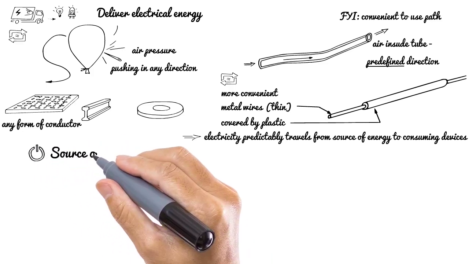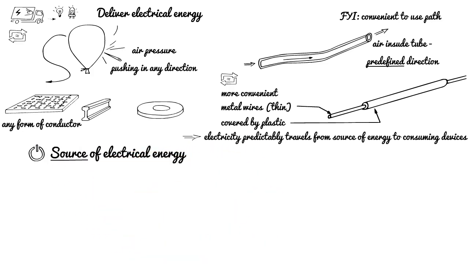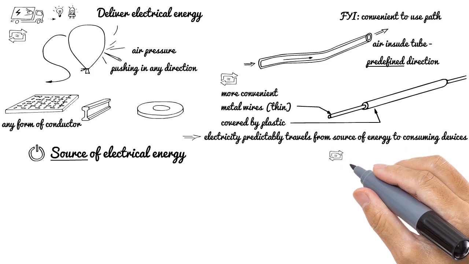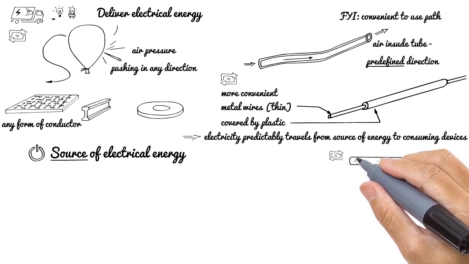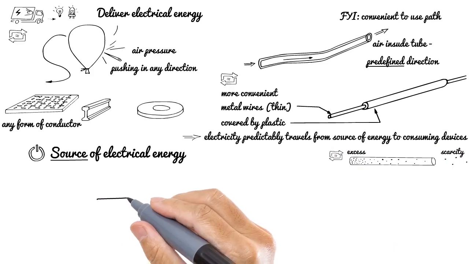And what can be considered as a source of electrical energy? Actually, it's related to our topic from excess to scarcity from the first part, where we were talking about museum tubes with air movement from higher to lower pressure zones.